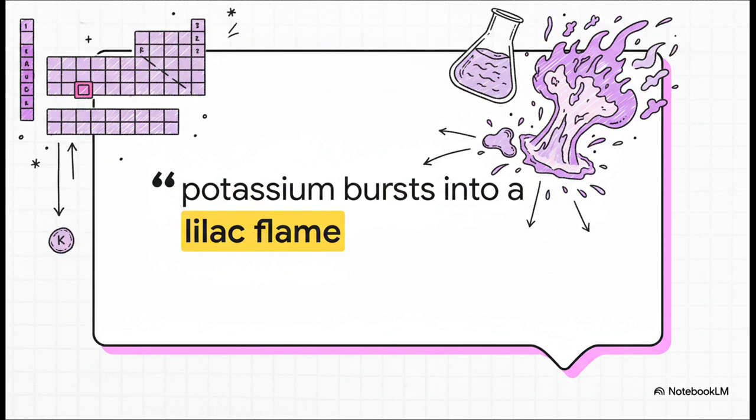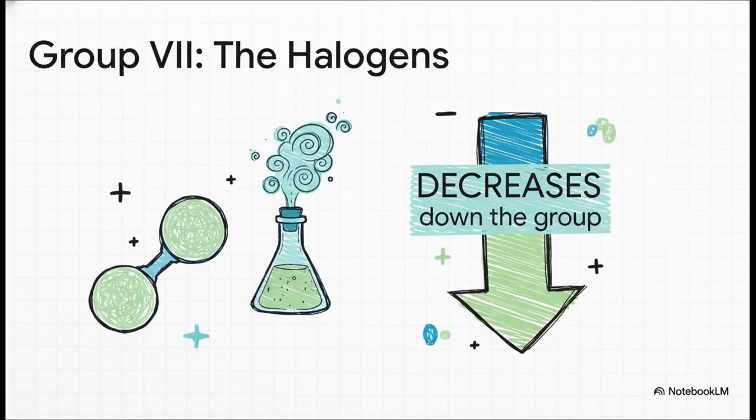That is exactly what we mean when we say reactivity increases down the group. Now, let's jump to the complete other side of the table, over in group 7. Here we have the halogens, and they are pretty much the polar opposite of the alkali metals. They're nonmetals, they hang out in pairs as diatomic molecules, and their reactivity trend is completely flipped around. It actually decreases as you go down the group.